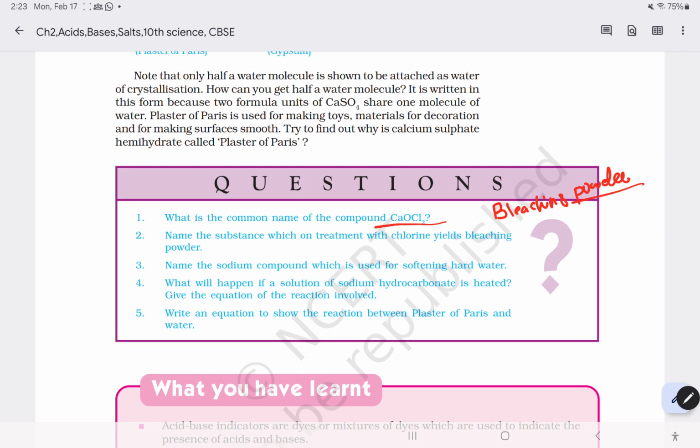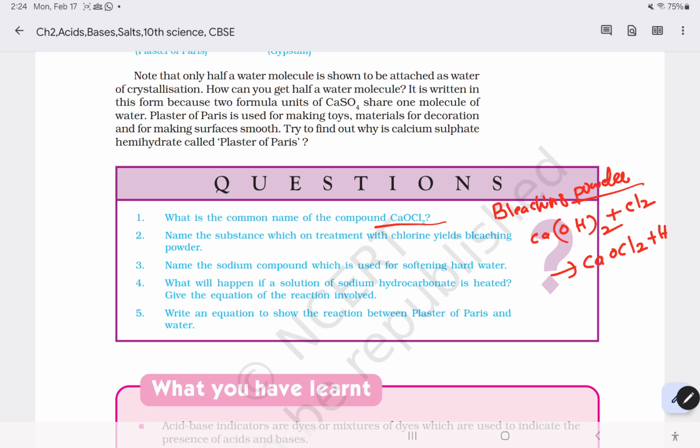Name the substance which on treatment with chlorine yields bleaching powder. So what is the substance? It is slaked lime. How to represent slaked lime? Ca(OH)2. So if you write the equation, Ca(OH)2 reacts with chlorine to give CaOCl2 plus water. So that is the reaction.